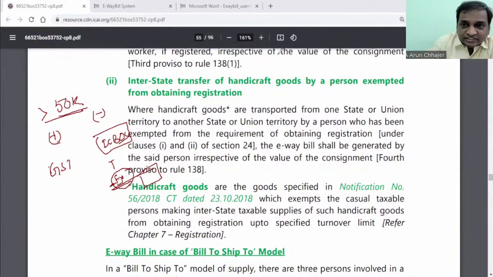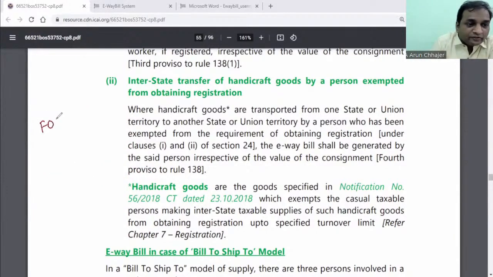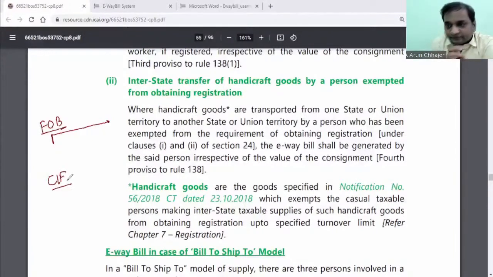See, it depends on the situation. If the transaction is FOB, free on board, in which the supplier is not responsible to move the goods, we will say the customer is responsible for movement of the goods and is causing the movement. Prima facie, the responsibility is on the customer. The second example I have given is CIF, cost insurance freight, in which the supplier is responsible to move the goods till the customer location. In that case, we can say the supplier is causing the movement of the goods, and therefore the supplier is responsible. Prima facie.